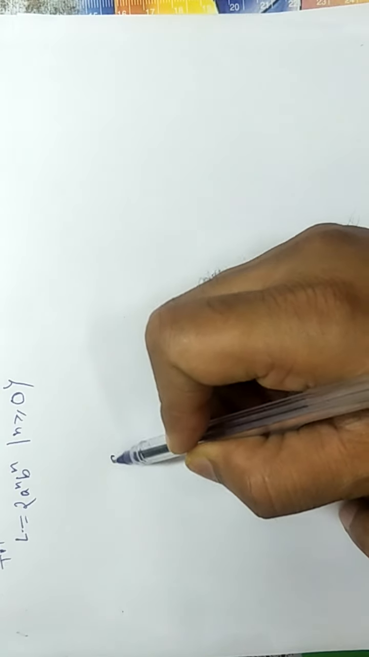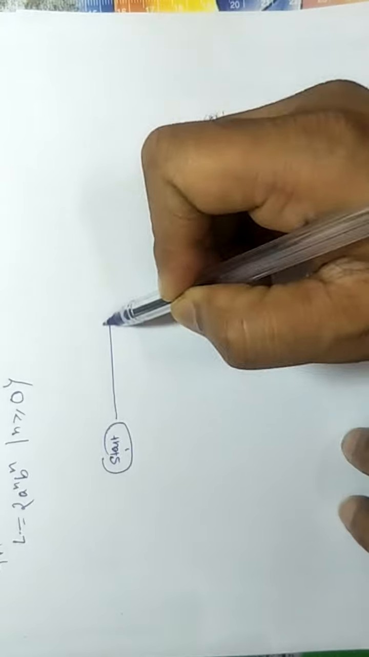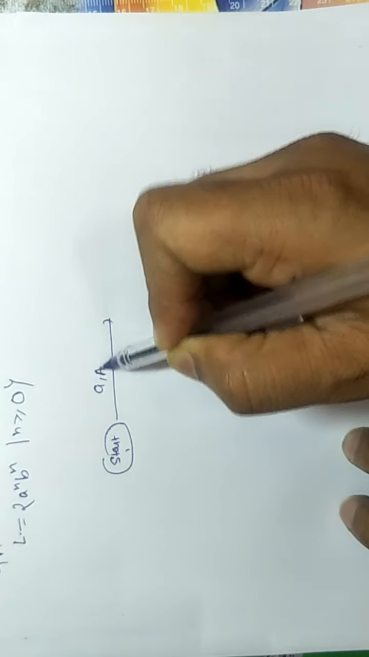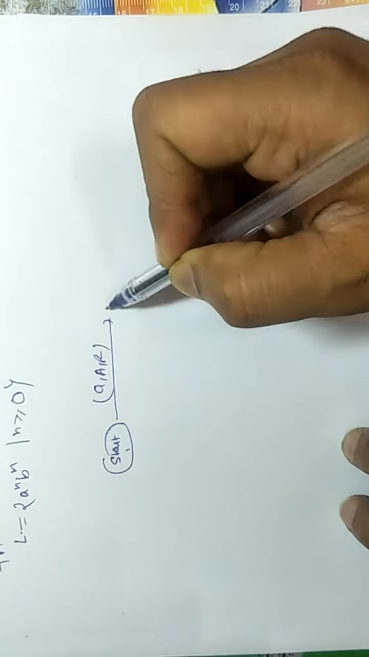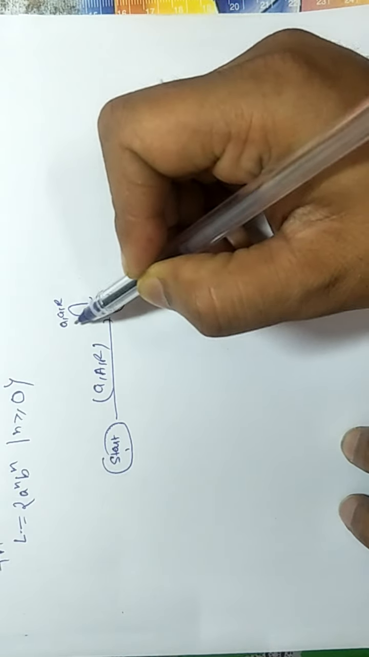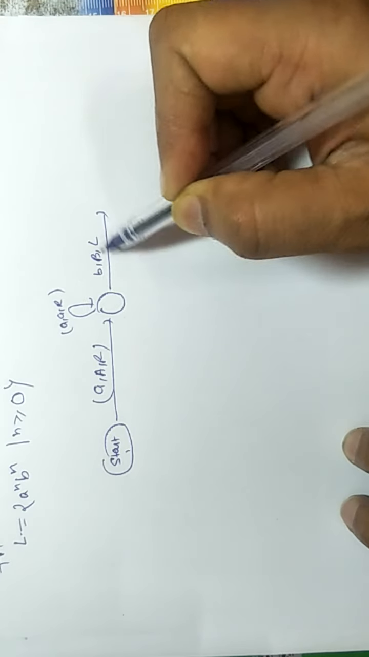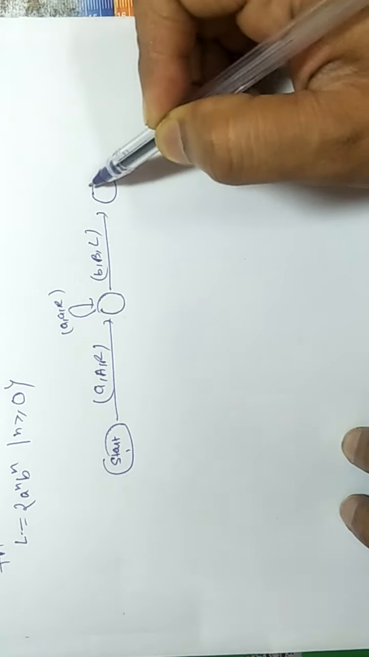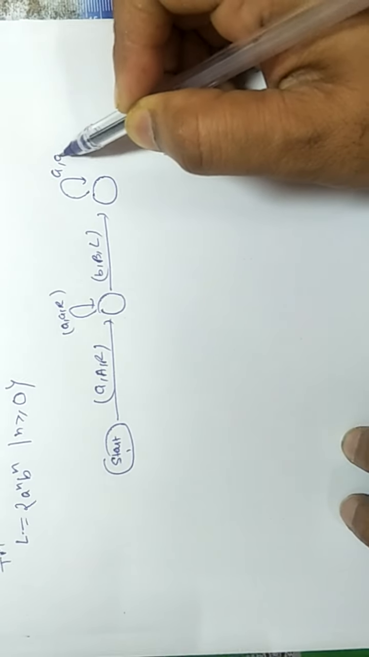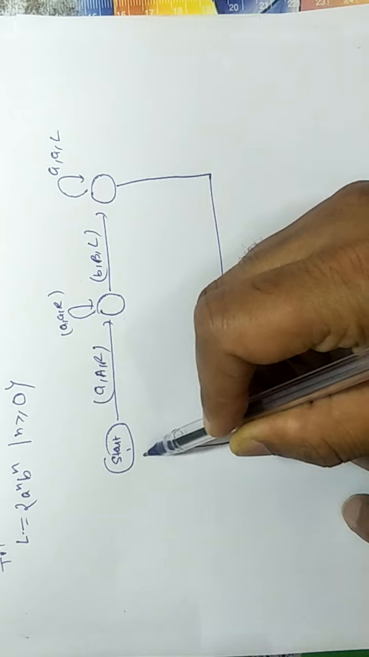So this is the start state. You get a, change it to capital A. You can get more a's, leaving them unchanged. Then small b, change to capital B, moving to the left. You will get small a's, moving to the left. You will get capital A.